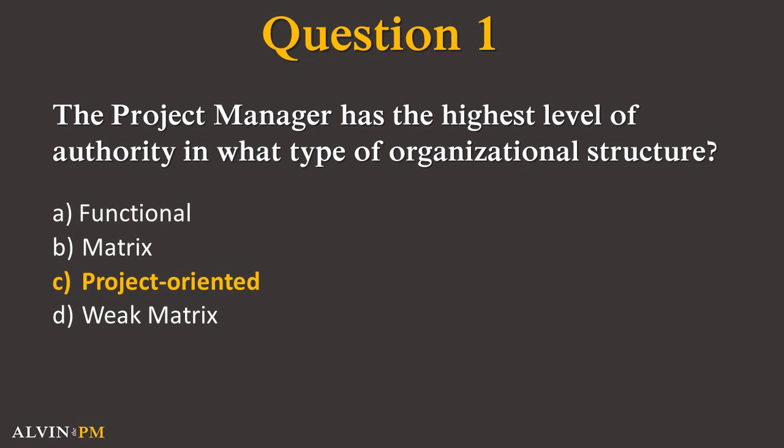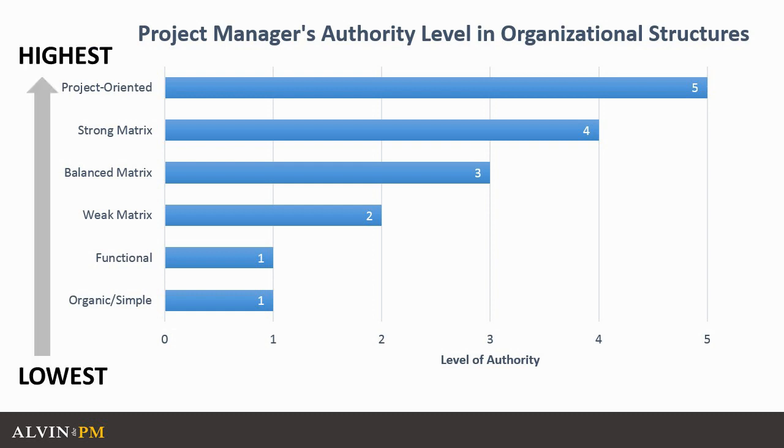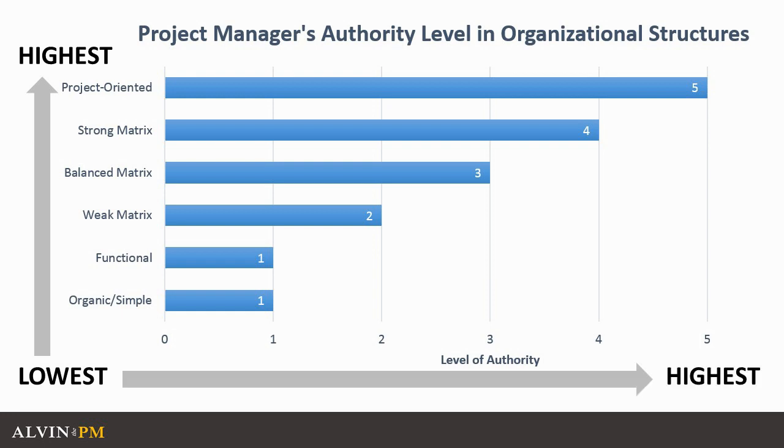The project manager has the highest authority in a project-oriented organization because the teams are centralized around a project and not around functional managers. Please keep in mind that a project manager's authority increases from lowest to highest from a functional organization all the way up to a project-oriented organizational style. Also, the project manager has little or no authority in either a functional or an organic simple organizational structure type.